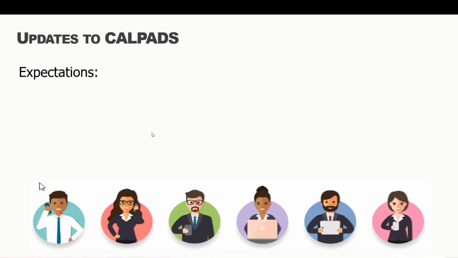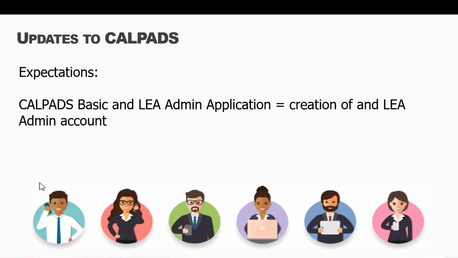So as an LEA admin, you have an expectation. One of the basic expectations was to come to the basic training, and you've met that expectation already. You're one step ahead. With the basic training, and if you haven't already submitted it, you've got to have that LEA admin application on file with CDE. Why? Because those two things put together will equal a CalPADS admin account.